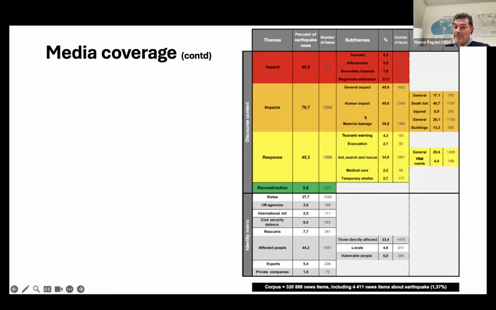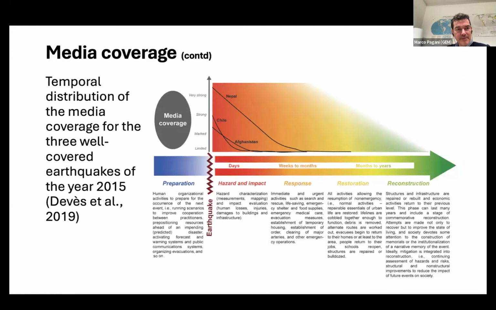The most part is on the impact, so general impact, human impact, economic losses, a little bit on the hazard, a little bit on response, but as you can see, extremely little on the reconstruction process, for example. And this is another way to show how quickly the attention decreases throughout the process. So in days, the attention is high. Then when you go to weeks, months, and of course years, the attention gets extremely low within the media coverage.